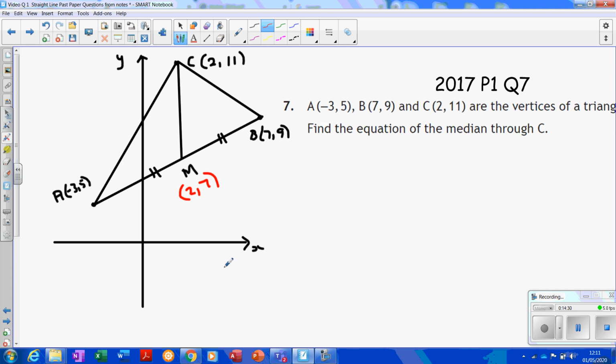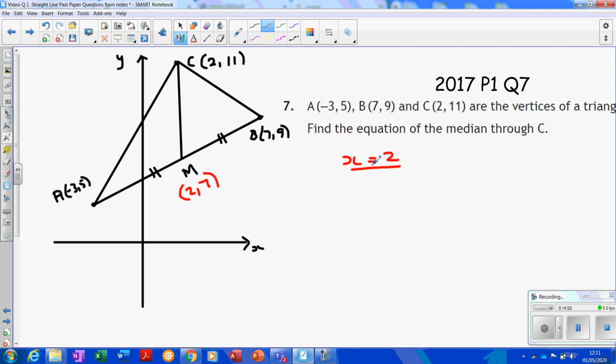Now we want to find the median through C. Right away I can see that the x-coordinate there is 2 and also the x-coordinate there is 2. So really that is a vertical line. Vertical lines have equation x is equal to a number. So the equation of that is x is equal to 2.